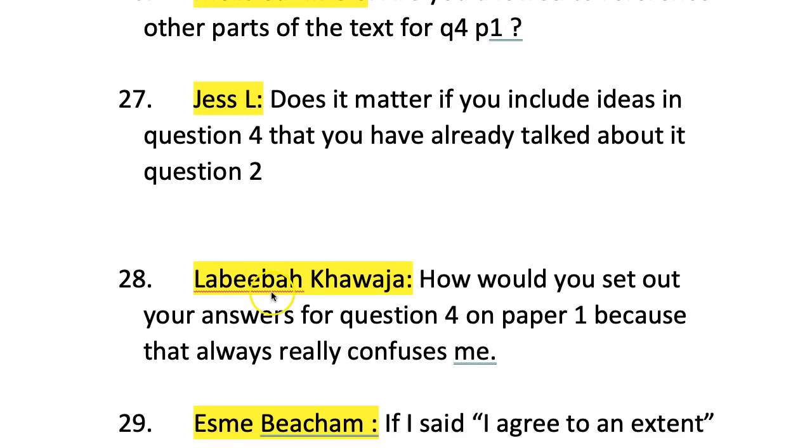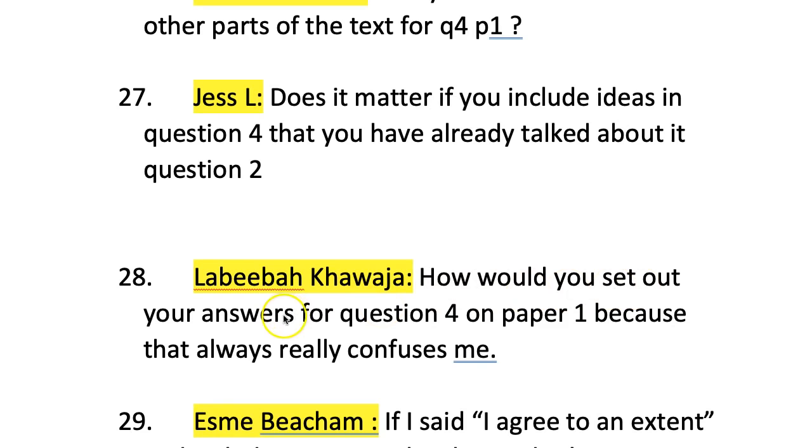Labiba Kawaja, how would you set out your answer for question 4? Because that always really confuses me. Well, in paragraphs, it's as simple as that. And your first paragraph will state your point of view, which is I mostly agree, blah, blah, blah. However, I partially disagree because, blah, blah, blah.